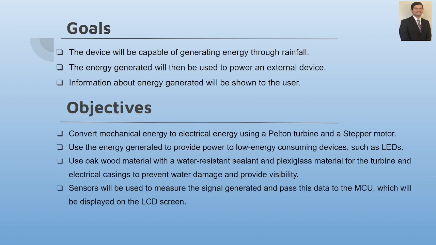The specific objectives include to convert mechanical energy to electrical energy using a Pelton turbine and a stepper motor, use the energy generated to power an external device, use oak wood material with a water-resistant sealant and plexiglass material for the turbine and electrical casings to prevent water damage and also for demonstration purposes, and use sensors to gather the data to display on the LCD screens.